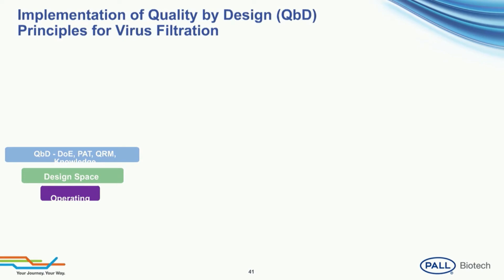The ICH-Q8 document on pharmaceutical development provides us the definition of quality by design. Quality by design is a systematic approach to development that begins with predetermined objectives and emphasizes product and process understanding and process control based on sound science and quality risk management. Implementation of quality by design into new biopharmaceutical processes is now a regulatory expectation, and there are lots of advantages to implementing quality by design, like consistent product quality.